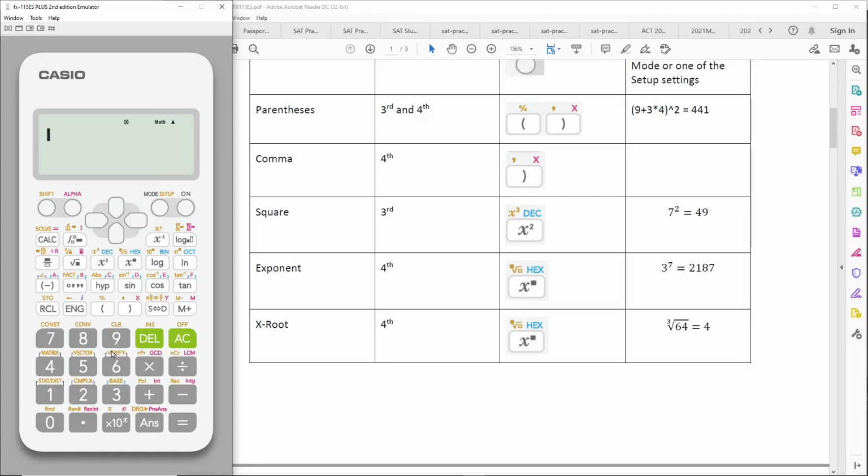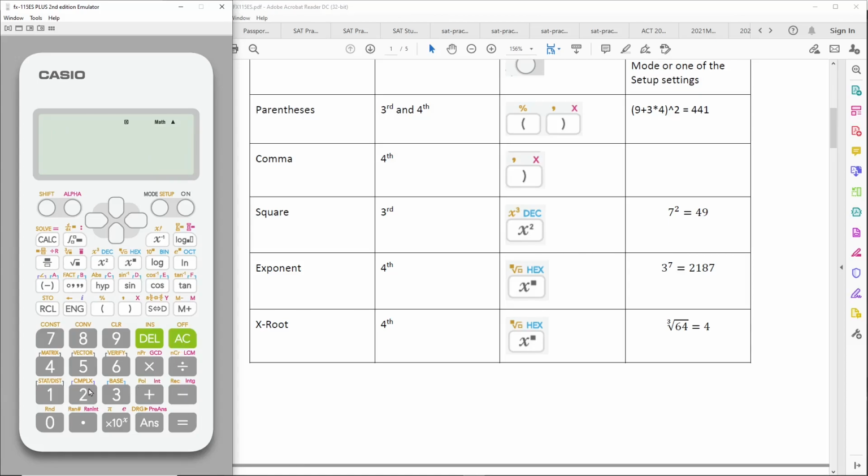If I need an exponent higher than that, I can do 3, and then this button right here is going to give me this little box up here. I can put any value in there. So then the 7th power, 3 to the 7th power, is going to equal 2,187.